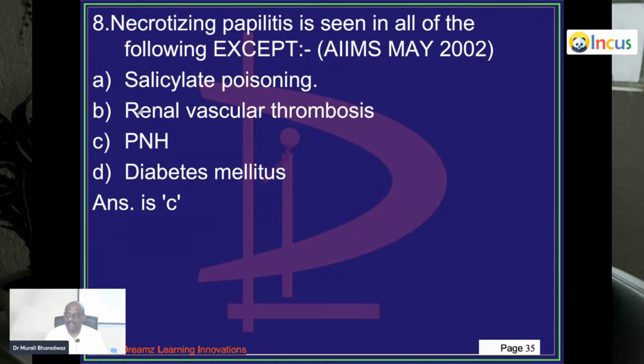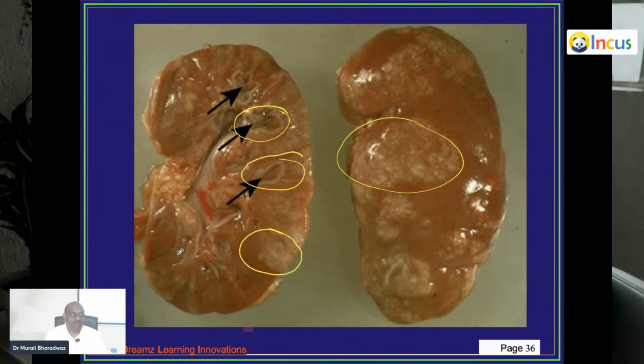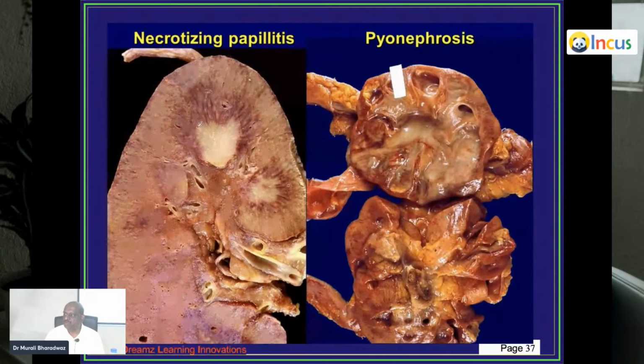PNH and renal vascular thrombosis. Sickle cell anemia, not in PNH. So this is how papillary necrosis occurs. What is the typical appearance on nephrogram? If you pass contrast, you see ring shadows, ring nephrogram. You need to remember this. So this is how typically you can see it.